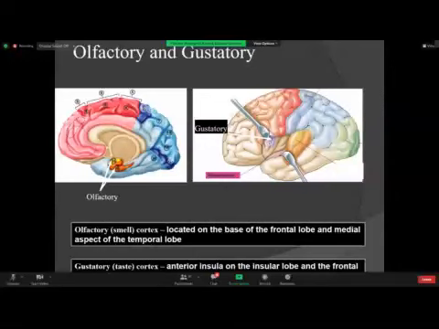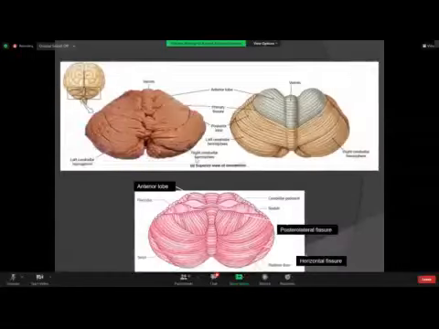Gustatory or taste is present over here. Again, it's in the insular region and slightly in the frontal lobe also. Now, before we go into anything else, let's talk briefly about the cerebellum.